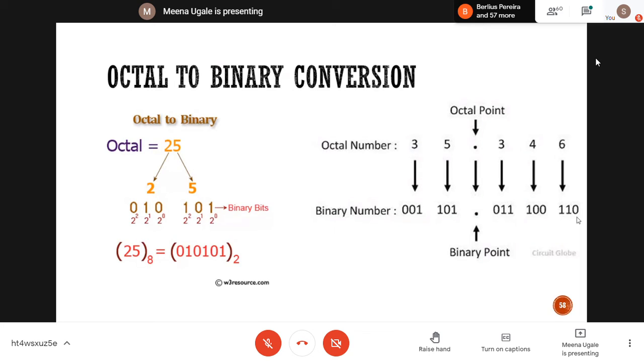Got it? This is octal to binary conversion. We saw octal to decimal, we saw decimal to octal. Now octal to binary we have finished here, completed here.